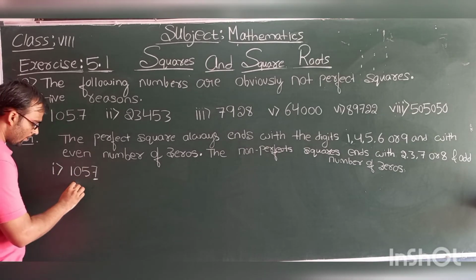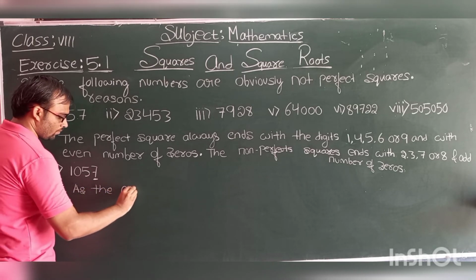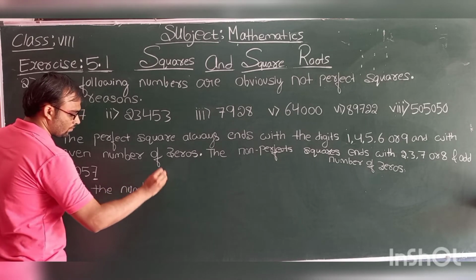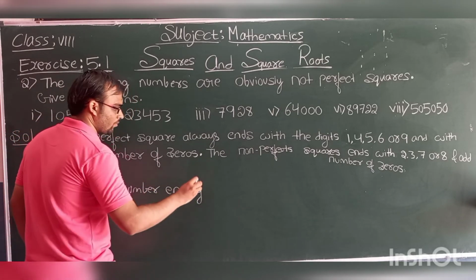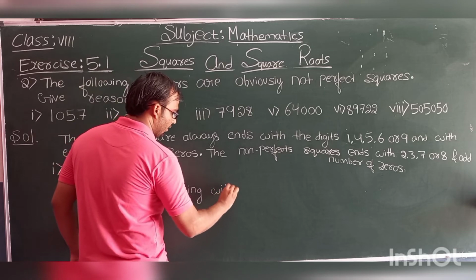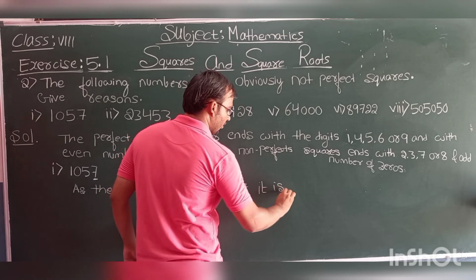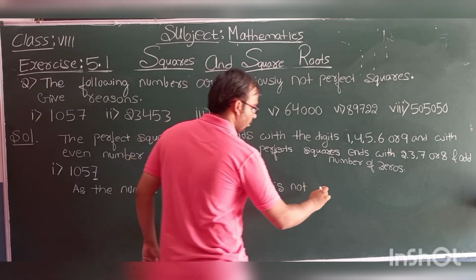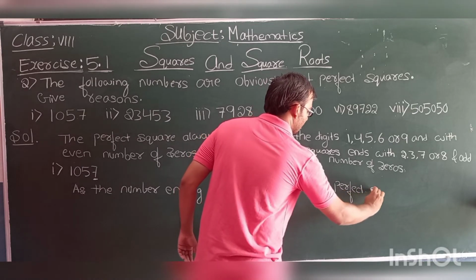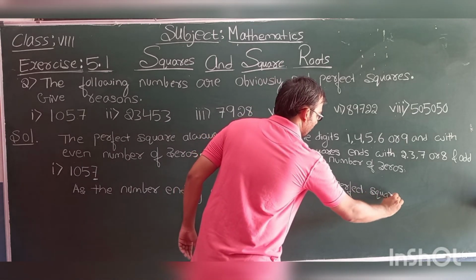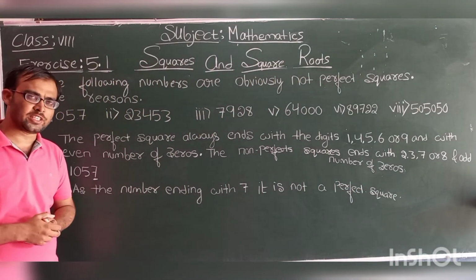As the number is ending with 7, it is not a perfect square. Why is it not a perfect square, students? Because this number ends with 7.